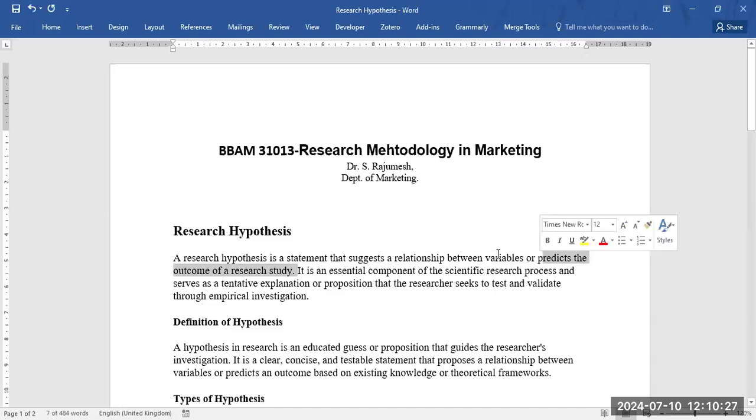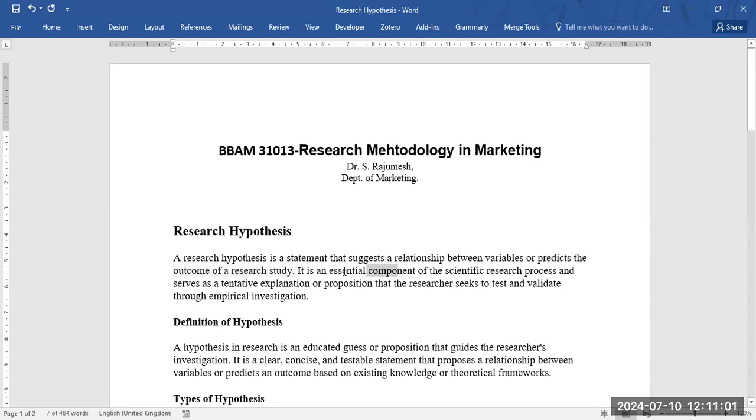So there are two things we can say about the hypothesis. One is the statement that suggests a relationship between variables or predicts the outcome of a research study. Predict means that in advance you can predict that the research can produce this outcome. Based on that, we scientifically collect the data and test the hypothesis, whether that outcome could be achieved or not. So it is an essential component.